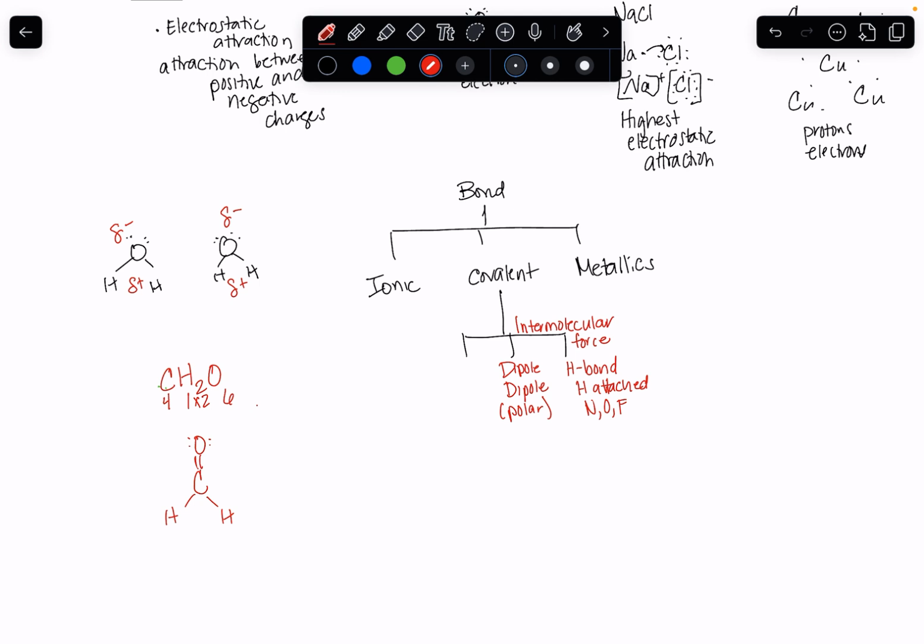So you have to look and ask, what intermolecular forces are holding these molecules, or a bunch of molecules together, like a whole bunch of waters? What's holding the bunch of waters together? It could be hydrogen bonds and dipoles, or it could be just dipole. And we're not going to learn about the third one until tomorrow.